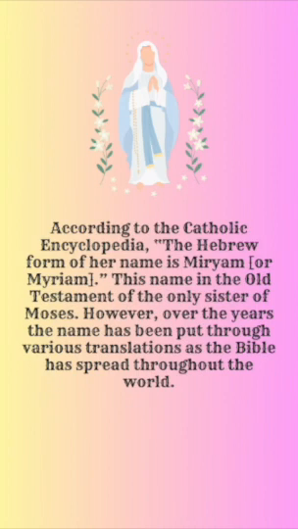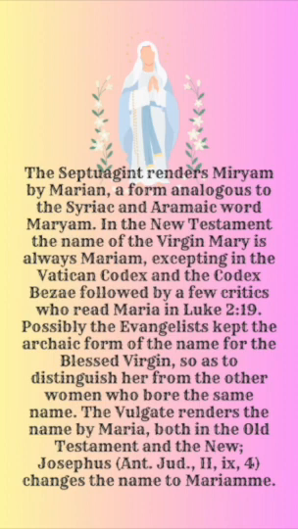According to the Catholic Encyclopedia, the Hebrew form of her name is Miriam. This was the name in the Old Testament of the only sister of Moses. However, over the years the name has been put through various translations as the Bible has spread throughout the world. The Septuagint renders Miriam by Mariam, a form analogous to the Syriac and Aramaic word Mariam.